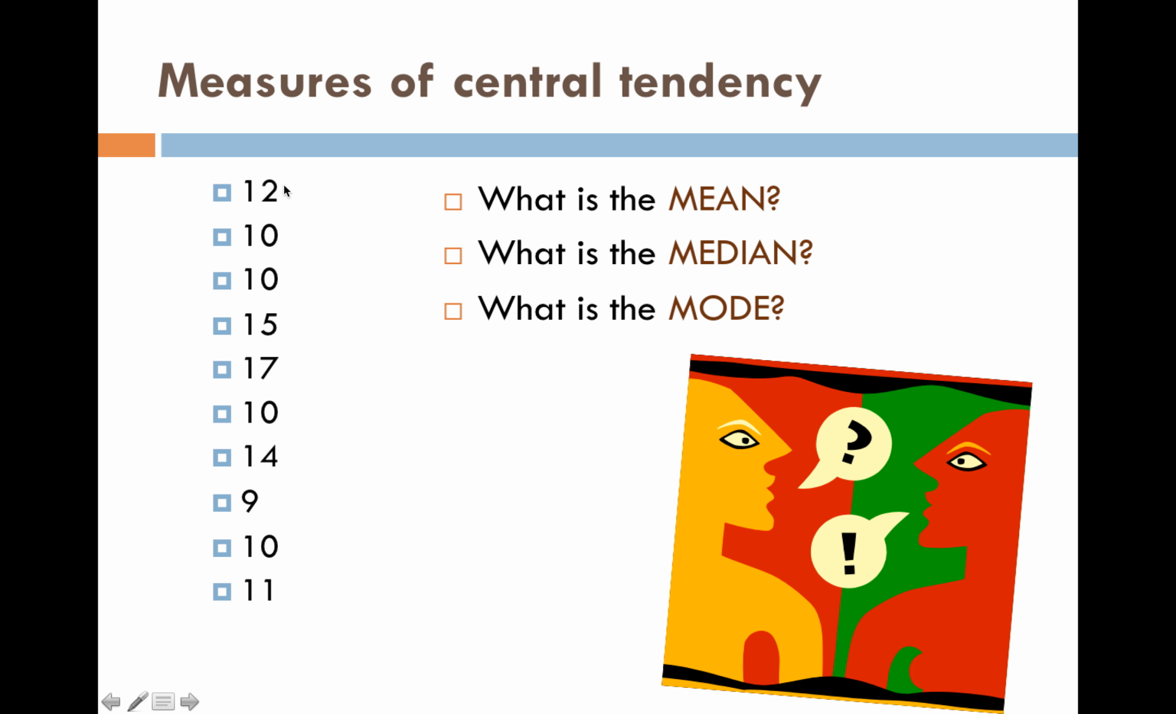So if you're going to calculate the mean, the median, and the mode for this set of scores, then remember that for the median, you're going to have to put them in order. So you would start with 9, and you would list them all the way up to 17. And let me just give you a minute to do that.